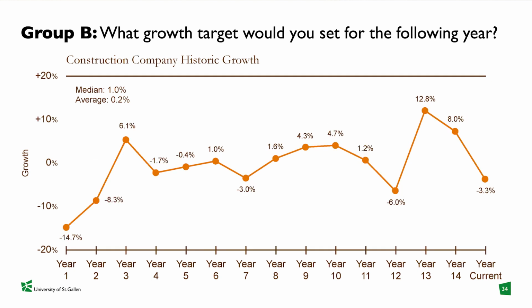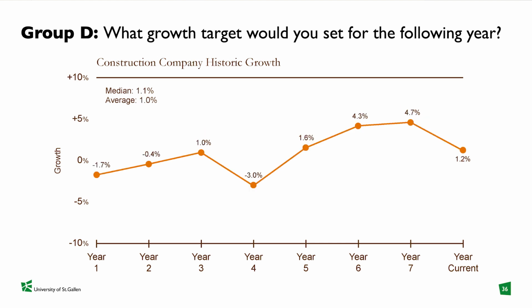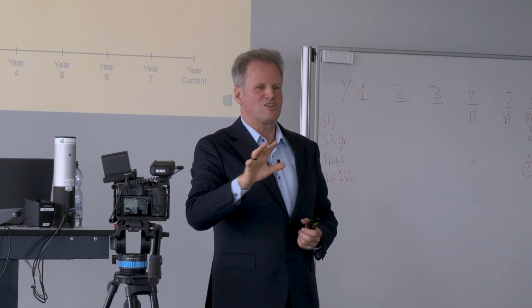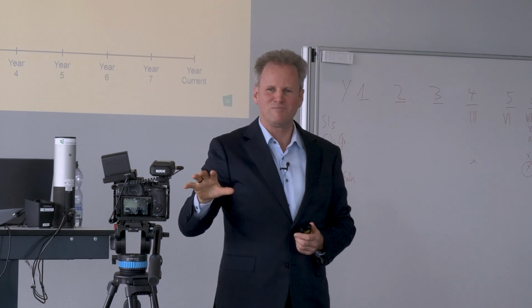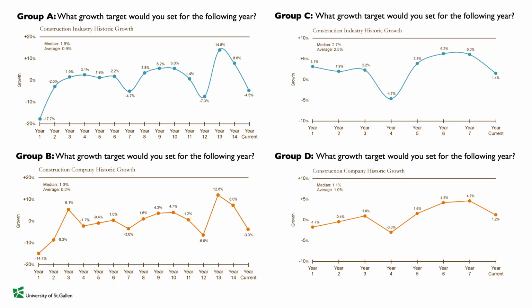Group B is a company. Group C is another industry average. And Group D is a company. One takes the role of the CEO and one takes the role of the board. And you have to negotiate a target. It's really hard to negotiate a target. It takes a lot of work.